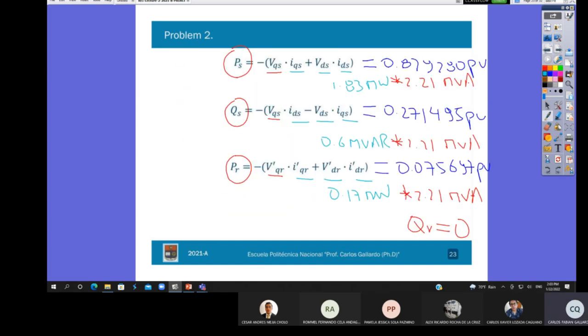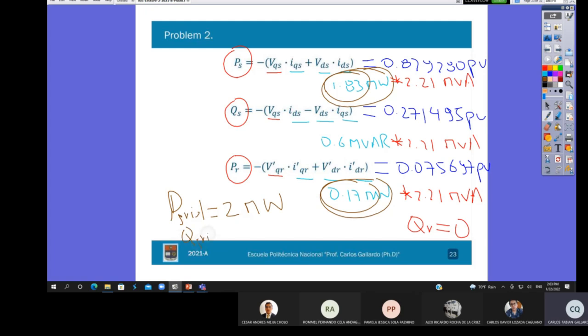Okay, let's sum up this value plus this value. This is the grid active power. And this 1.83 plus 0.17 is 2 megawatts. Okay, and the grid reactive power is equal to 0.6 megavar. Therefore, the initialization is right.